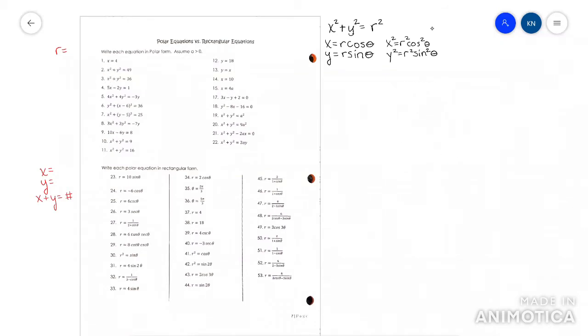Number 3 is just like the one I just did. Let's look at number 4. 5x minus 2y equals 1. Remember, I'm trying to get to r equals something. So there's really only a couple things I can do here. I can change x and I can change y using these rules. So here's what this would look like. I'm just substituting r cosine theta for x. All right, so now you would need to distribute.